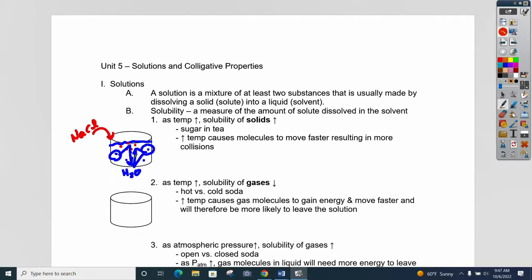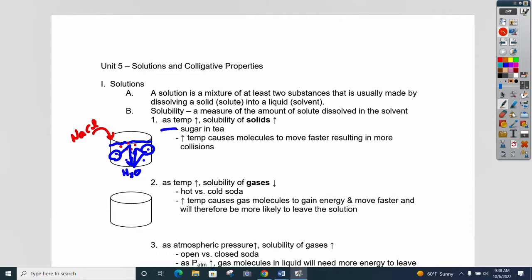Changing the temperature is kind of like stirring your solution. You know, if you stir something, you can get things to dissolve faster. That's exactly what you're doing, but just on a microscopic level. By increasing the temperature, the water molecules, the solvent molecules, are going to move faster and come into contact with the solute at a faster rate, causing more collisions, and the more collisions you have between your solute and your solvent, the faster that solid is going to dissolve.